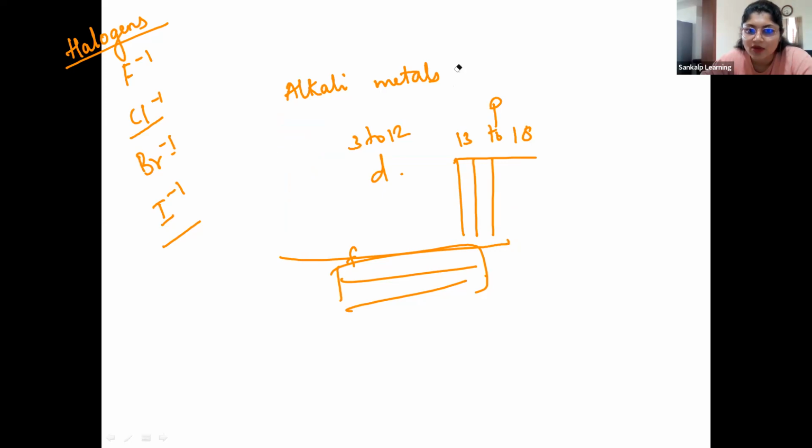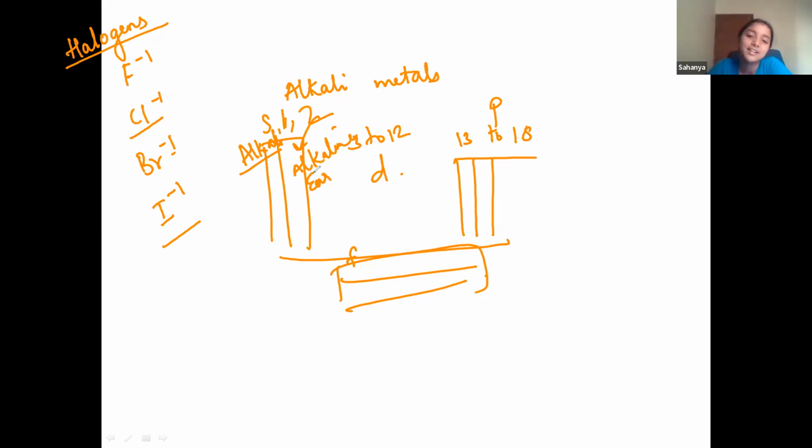So S block consists of two: as I said, groups 1 and 2 are there. First one is alkali metals, and second one is alkaline earth metals.